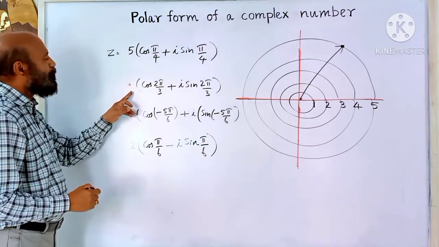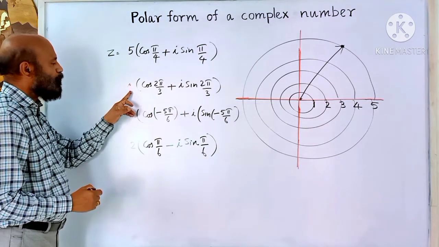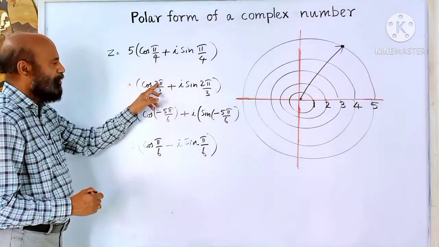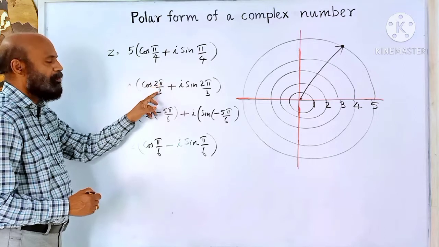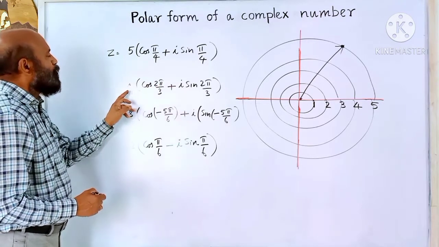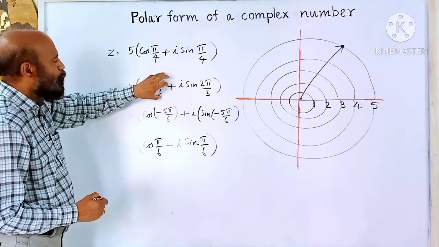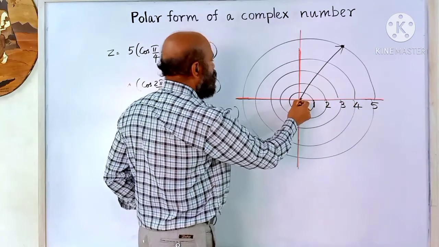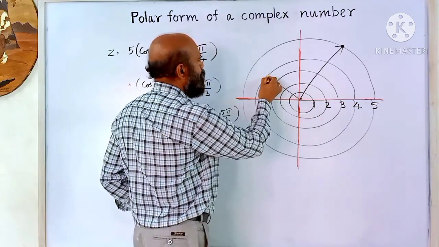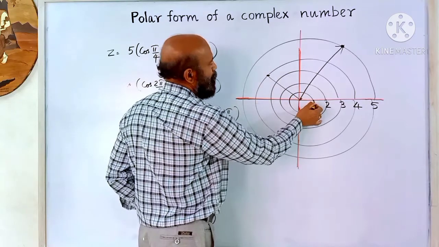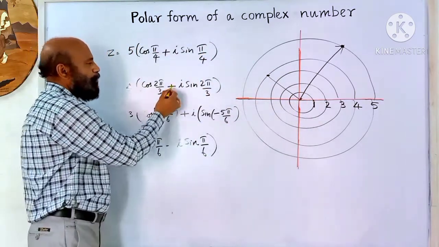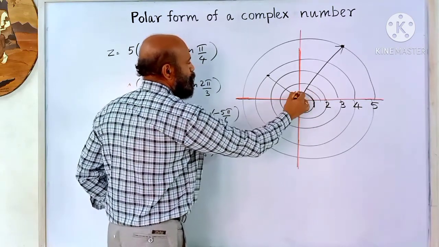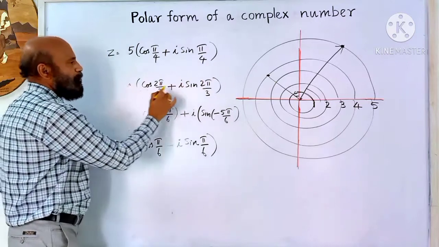Second complex number, modulus is 4. Argument is 2 pi by 3. 2 pi radian is 360 degrees. 360 divided by 3 is 120. So argument is 2 pi by 3. Modulus is 4. So here argument is 2 pi by 3, that is 120 degrees.